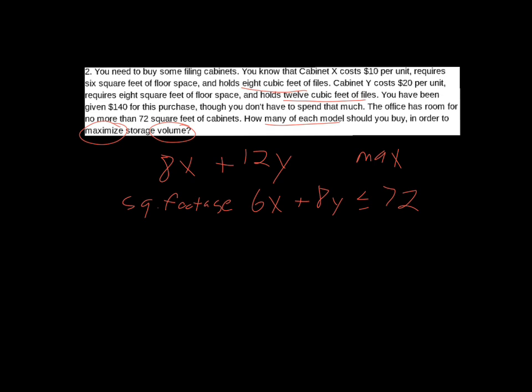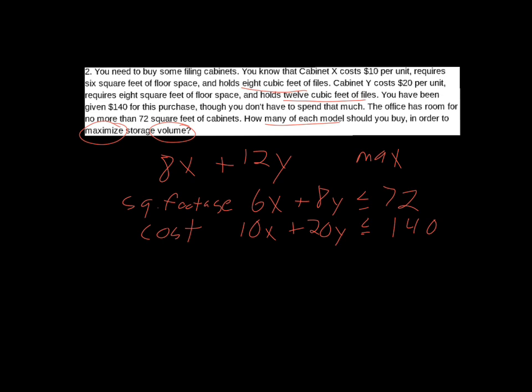Now let's look at cost. Cabinet X costs $10, so X of them will cost 10X dollars. Cabinet Y costs $20, so Y of them will cost 20Y. And we have a constraint on money. We have been given $140. We can spend that much or less. And so those are our constraints.